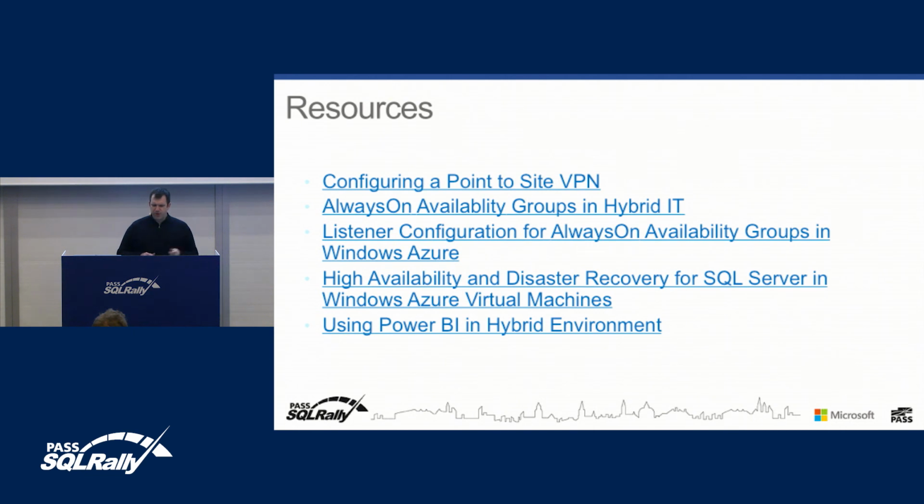Here are some resources I've listed, and these are kind of the links to help set everything up. Configuring point-to-site VPN, this is good if you want to play with this at home. Always On availability groups and hybrid IT that take you through the whole setup. Listener configuration for Always On. HA and DR using Windows Azure virtual machines.